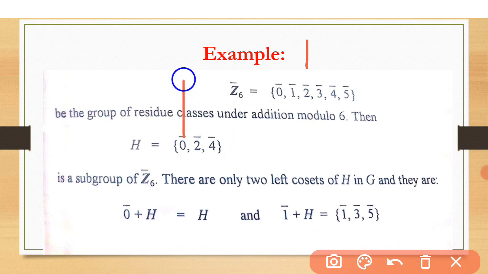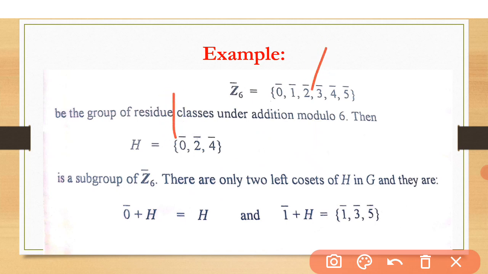Now check 2. When we add 2 to 0, it gives us 2. When we add 2 to 2, it gives us 4. When we add 2 to 4, it gives us 6, so due to modulo 6, it gives us 0. It means it is the same set, which is H. So the number of cosets does not increase due to 2. Then you may check 3.